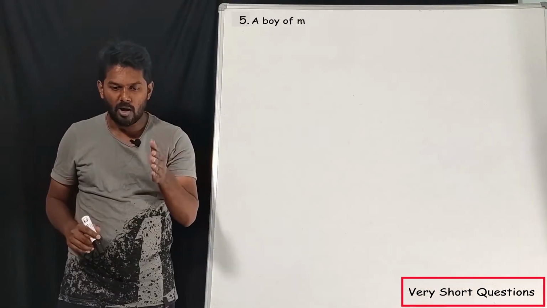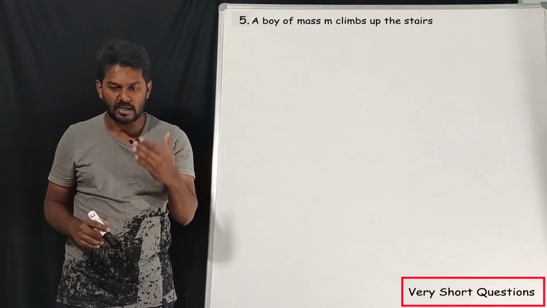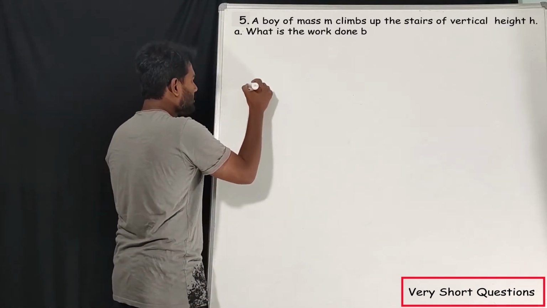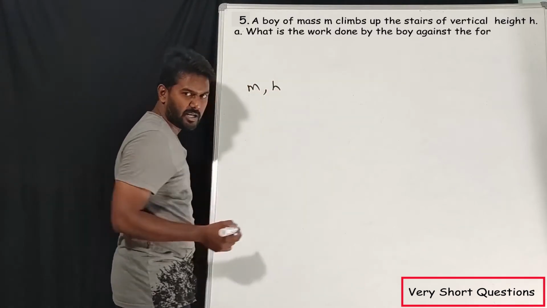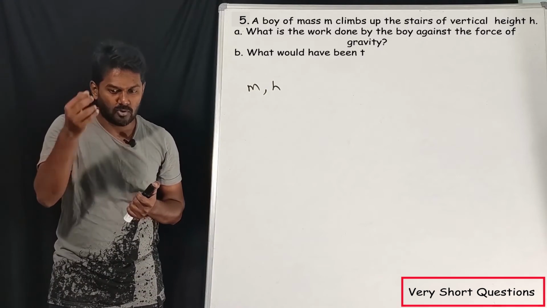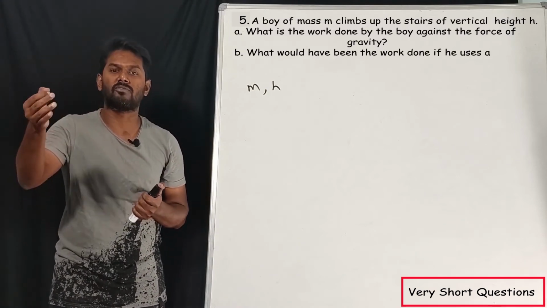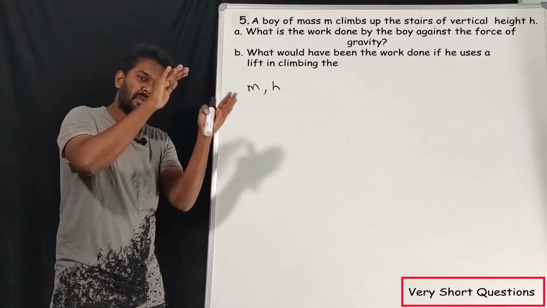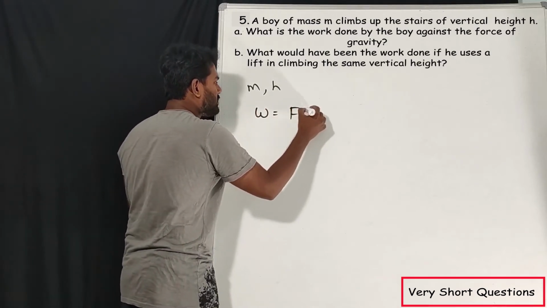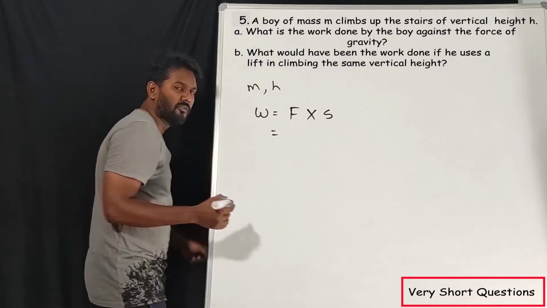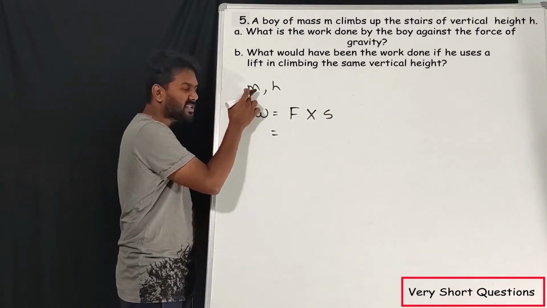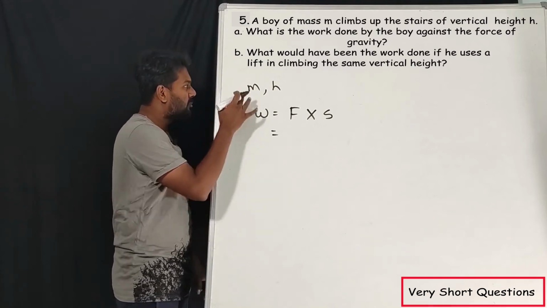That's it. A boy of mass m climbs up the stairs of vertical height h. Mass and height are given. The first question is, what is the work done by the boy against the force of gravity? Exactly similar to the previous question, work done will be force into displacement. Here we have the mass of the boy, so instead of force we have to convert this mass into weight. How can we convert mass into weight?